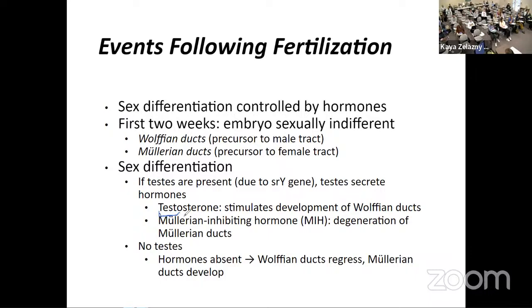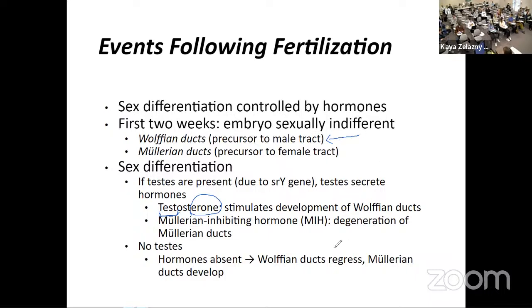So "test" for testes, "-arone" kind of tells us it's a steroid. That's a typical ending for steroids. So testosterone stimulates the development of those Wolffian ducts. So if you have those developing testes, they start producing testosterone, and they're going to tell you, okay, let's actually grow the Wolffian ducts into eventually adult anatomy.